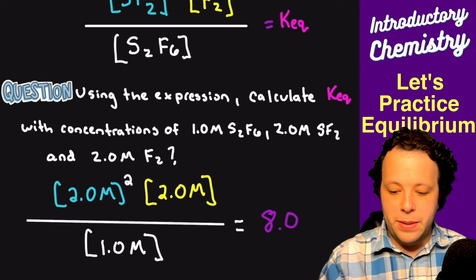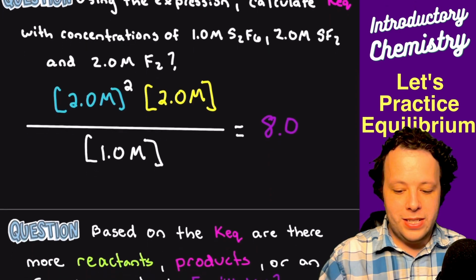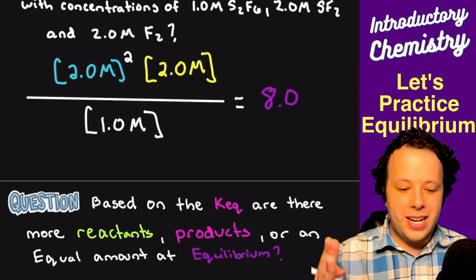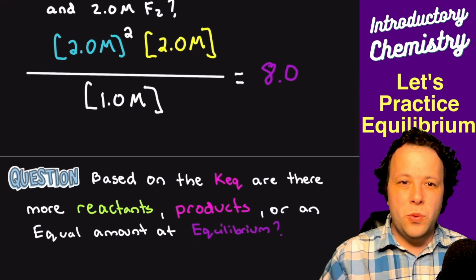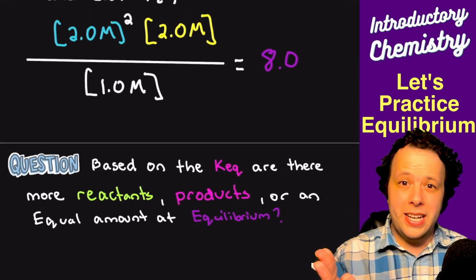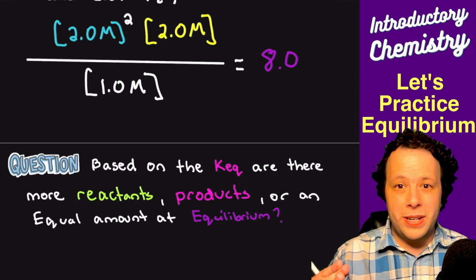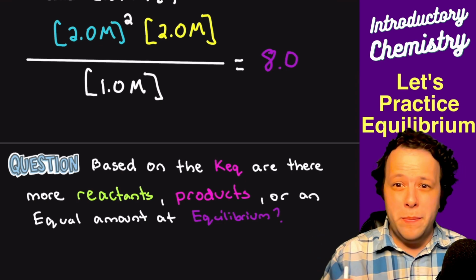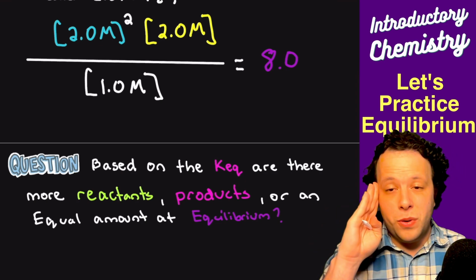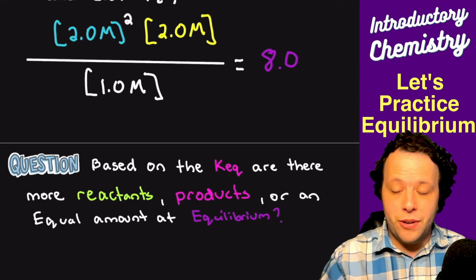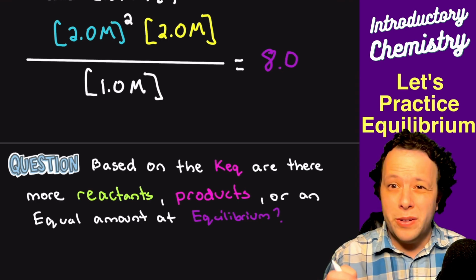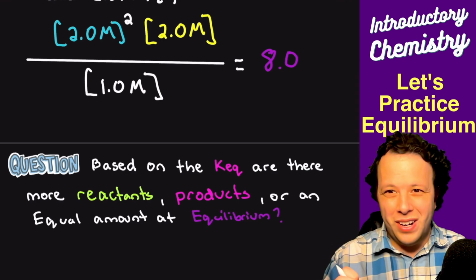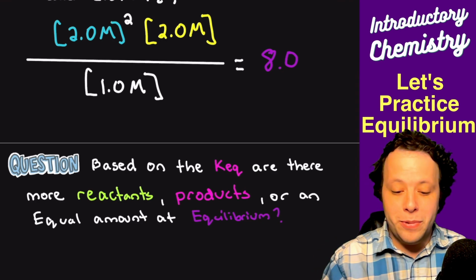With this type of problem, we can determine a little bit more. Based on that KEQ, are there more reactants, products, or an equal amount at equilibrium? This is where it's important to remember your K trends. This is a very common question that's typically put on equilibrium exams, especially on final exams that may contain equilibrium problems.